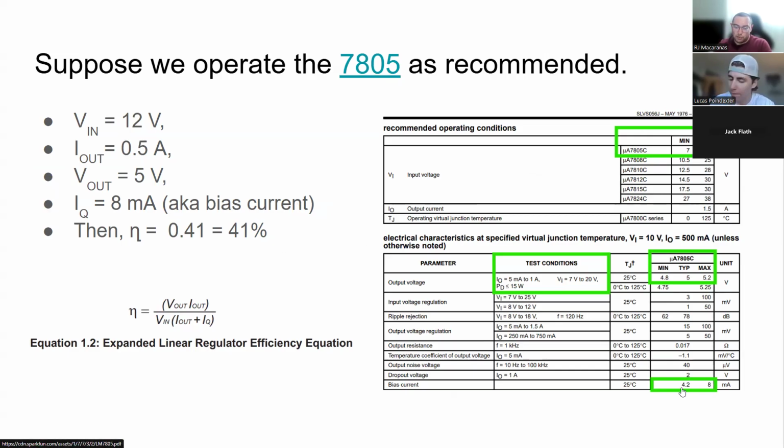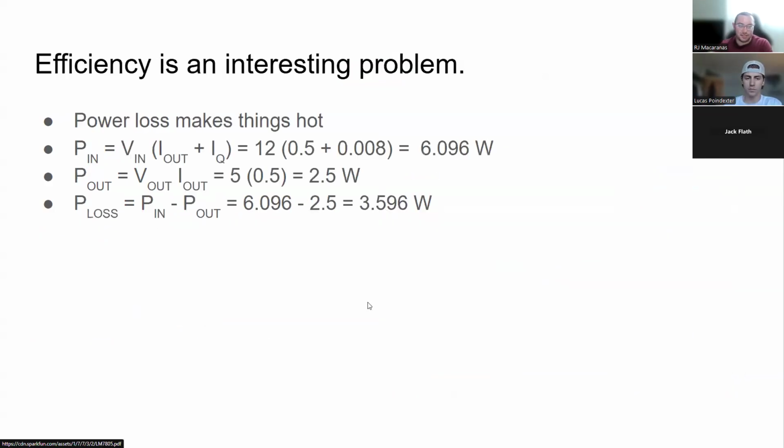We're just assuming the worst case of the bias current, so 8 milliamps. If we calculate the efficiency, we find that it's 41% efficient. That's absolute garbage. This is terrible efficiency. That says if we're designing a converter for 100 watts, then we're really only getting 41 watts out. That's pretty bad when you get to really high power. But for low power applications, this is pretty okay.